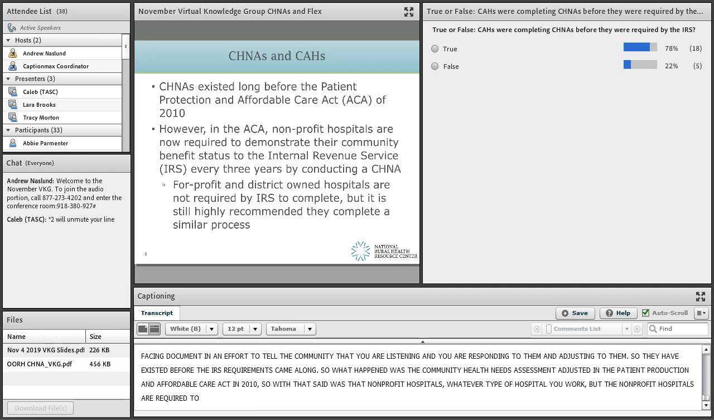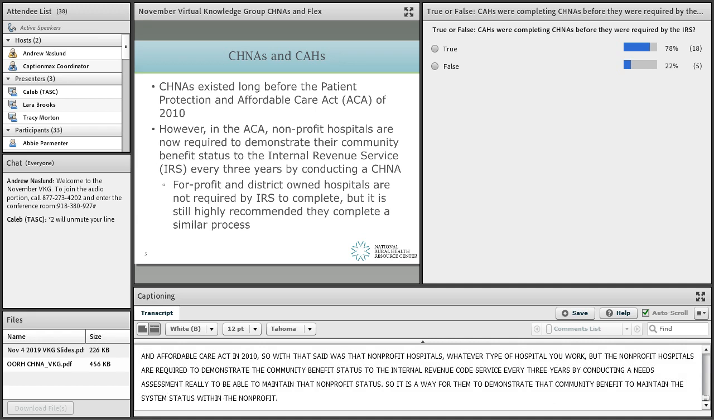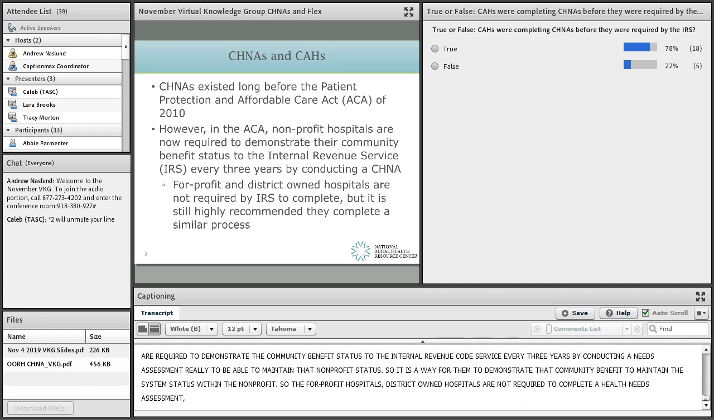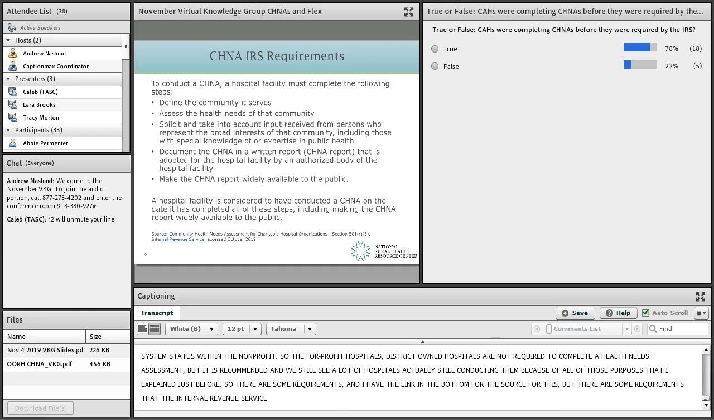What happened was that community health needs assessments got adjusted in the Patient Protection and Affordable Care Act of 2010. That said that nonprofit hospitals, whatever type of hospital you were, but nonprofit hospitals, are required to demonstrate community benefit status to the Internal Revenue Service every 3 years by conducting a community health needs assessment, to maintain that nonprofit, tax-exempt status. For-profit hospitals and district-owned hospitals are not required to complete a community health needs assessment, but it's still highly recommended, and we still see a lot of hospitals conducting them because of all those purposes I explained just before.